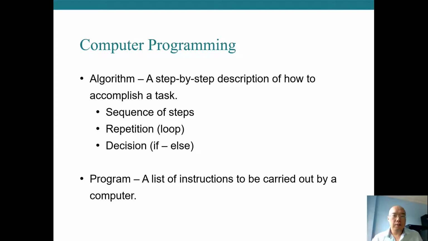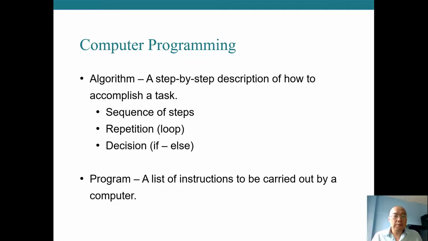An algorithm is just a set of orders describing what a computer should do for us. It can be simple and easy. It can be a sequence of steps, some repetitions, or some decision making. But that is an algorithm.